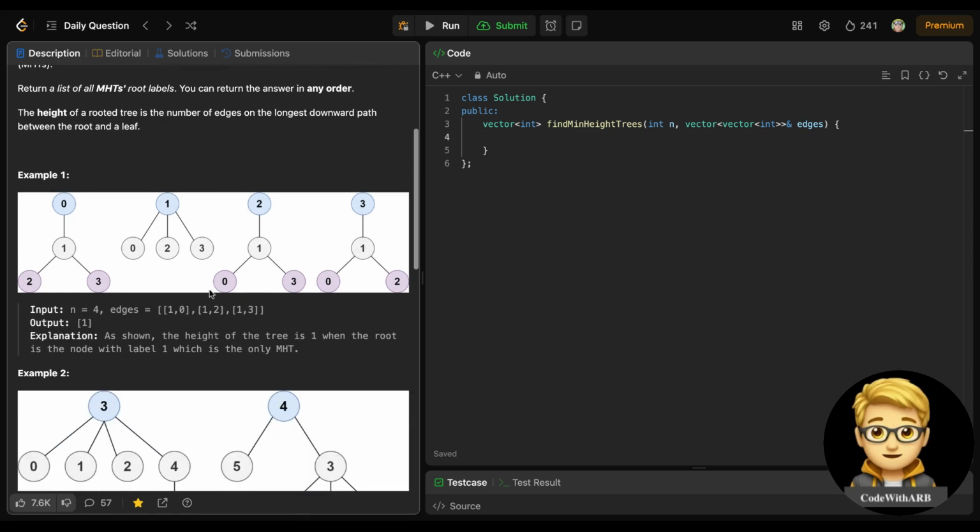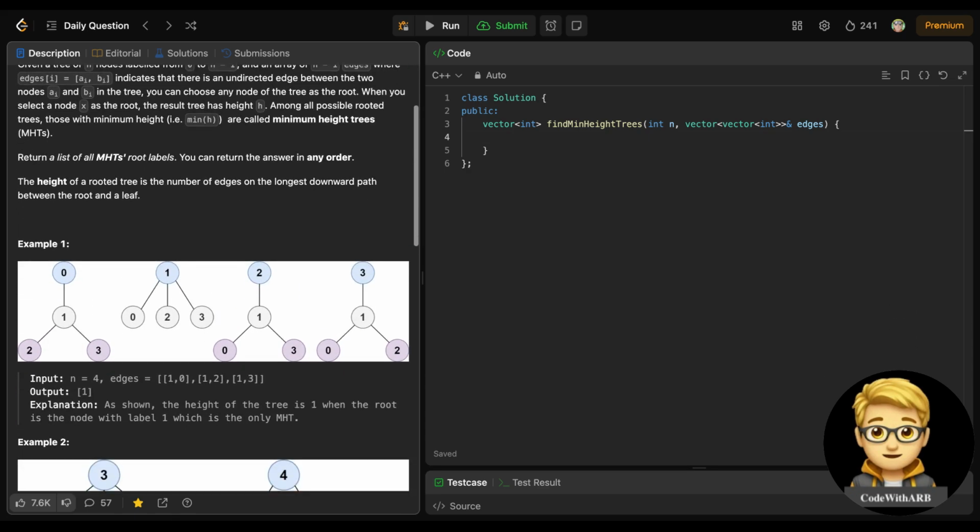So what we need to find here: suppose a tree is given with nodes 0, 1, 2, 3. First, we need to make every node a root and then find its height, right? Like that, we will choose every node as a root and find the height, and among all of them we need to see which is the minimum height. If there are many roots giving the minimum height, we need to return all of them, right? Okay, that's the question.